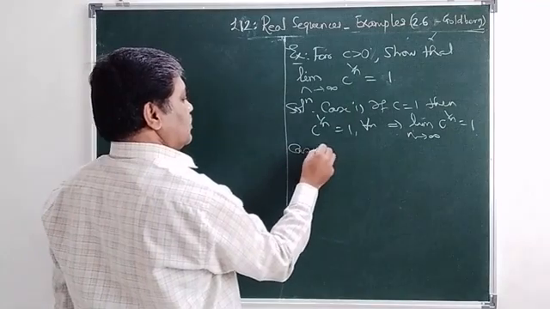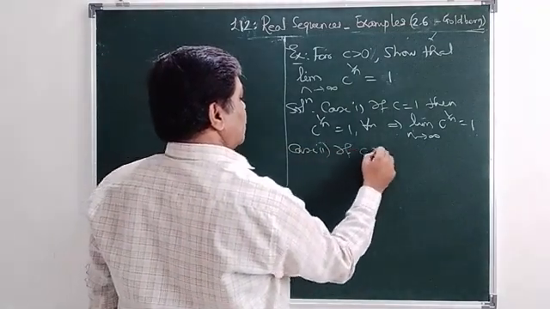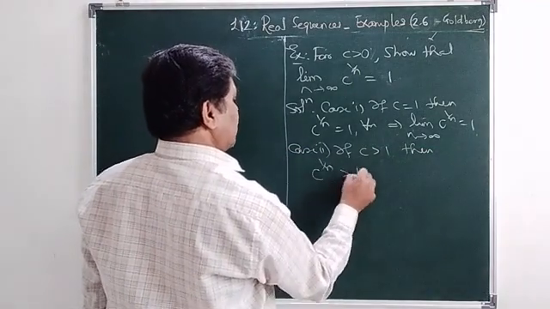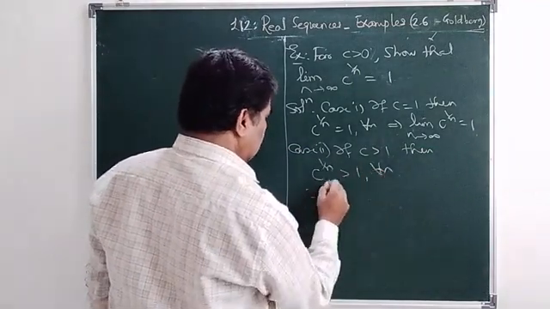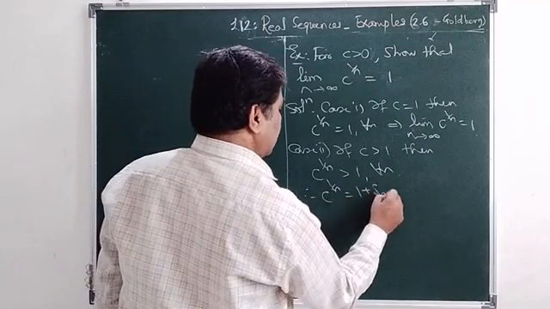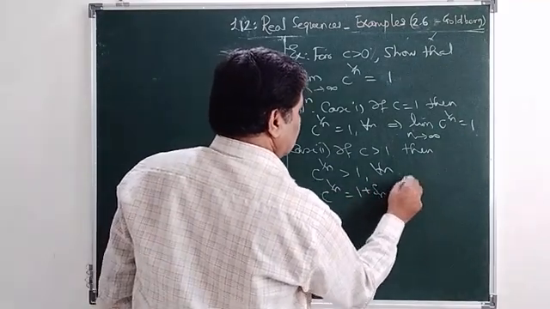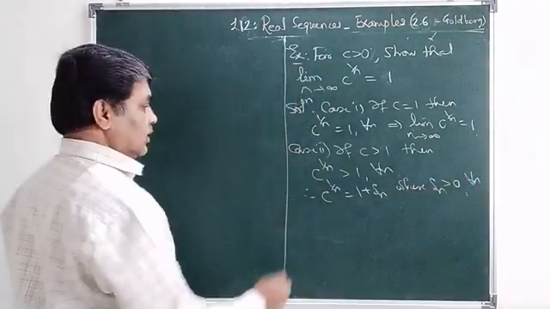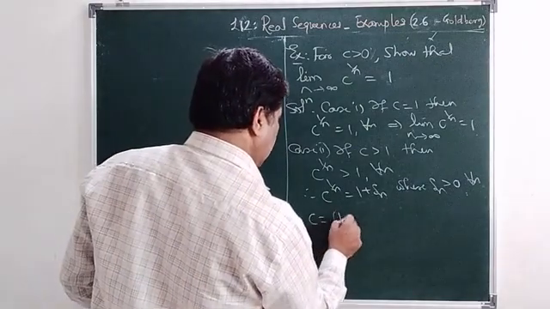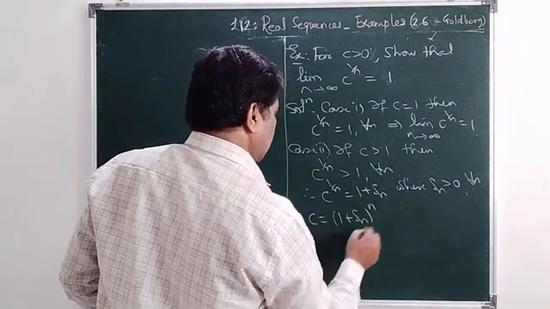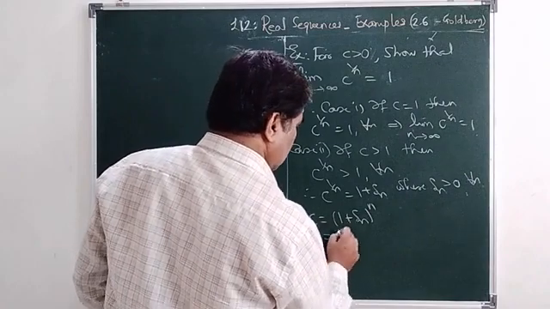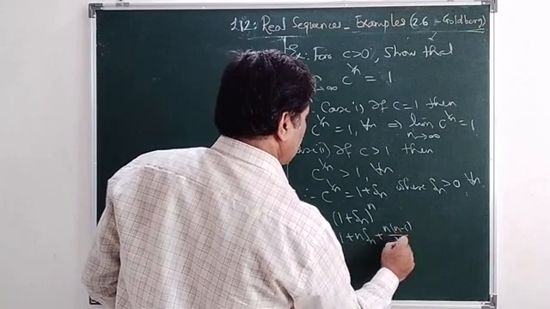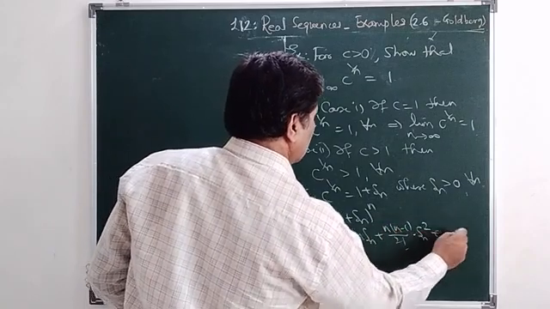Case 2, if c is greater than 1, then c raised to 1 by n is greater than 1 for all n, and therefore c raised to 1 by n must be equal to 1 plus Sn, where Sn is greater than 0 for every n. Therefore, c is equal to (1 plus Sn) raised to n. By using the binomial theorem, this is nothing but 1 plus n times Sn plus nC2 into n into n minus 1 upon 2 factorial, Sn square, plus dot dot etc.